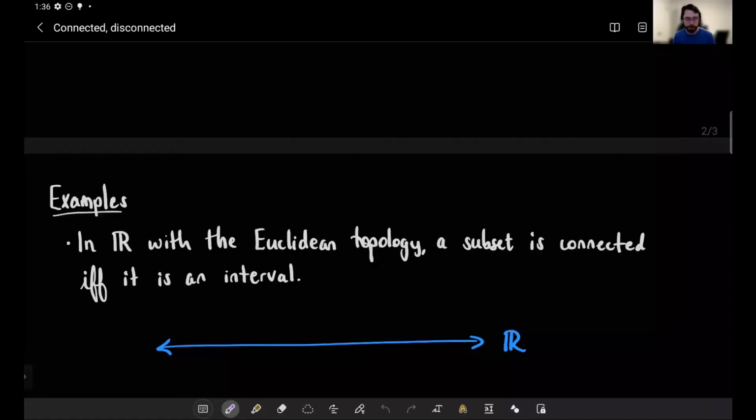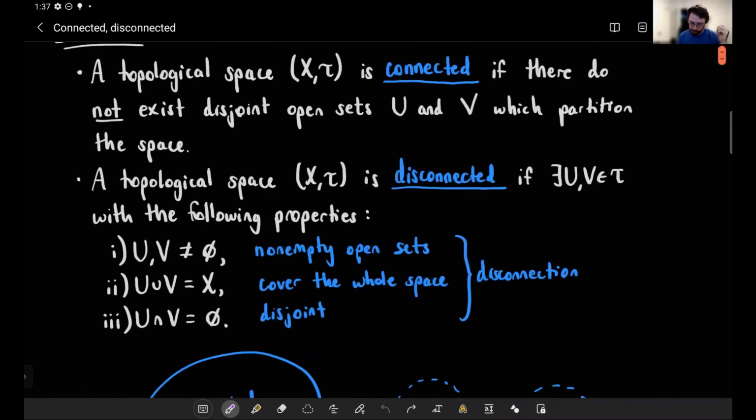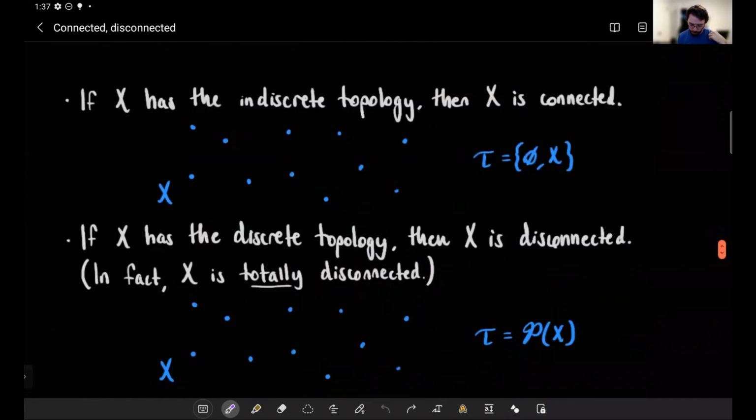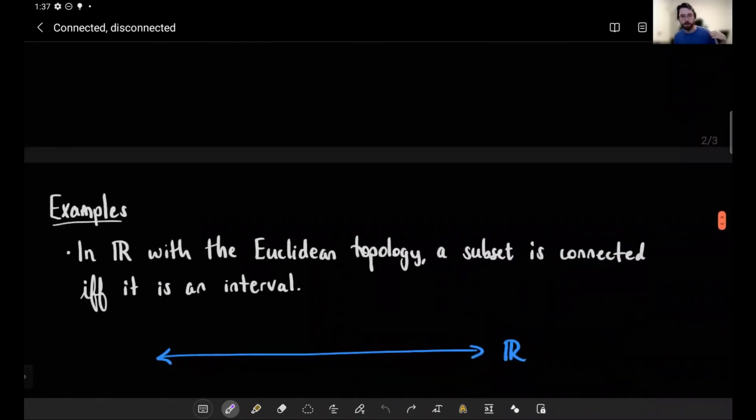I forgot I have some more examples. So if we deal with the real line with Euclidean topology, it turns out that connected is equivalent to being an interval, whether it's a closed interval, an open interval, half closed, half open, or even an interval that goes to infinity in one direction. It's still connected. And that's an if and only if statement. All intervals are connected, and all connected subsets of R are intervals.